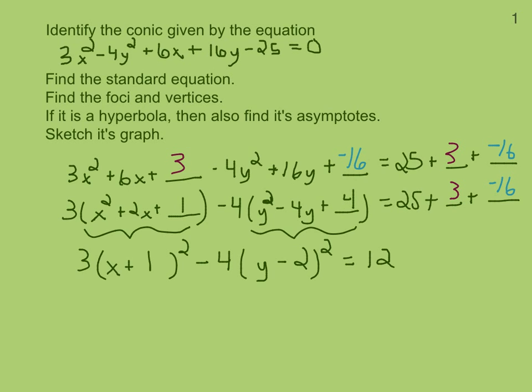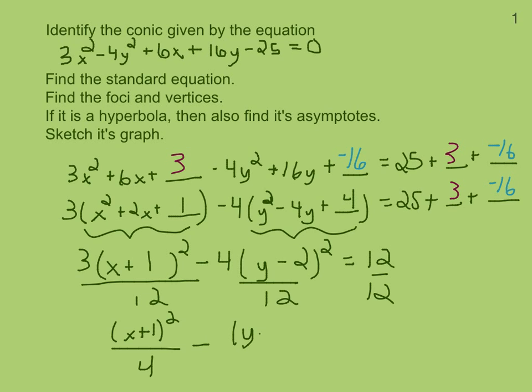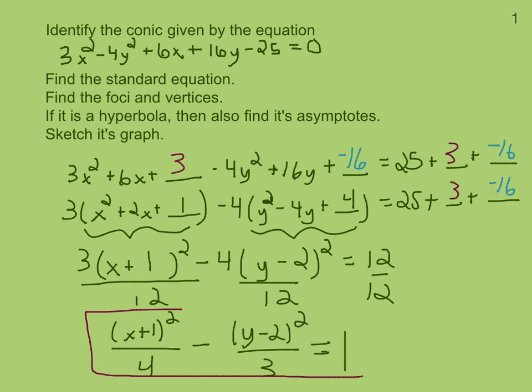And the final step to get into standard form and recognize the equation is to divide by 12, because we have it set equal to 1 on the right hand side. And so our equation is x plus 1 quantity squared over 4 minus y minus 2 quantity squared over 3 is equal to 1. That answers the first question in standard form. And with that minus there, we recognize it as a hyperbola.